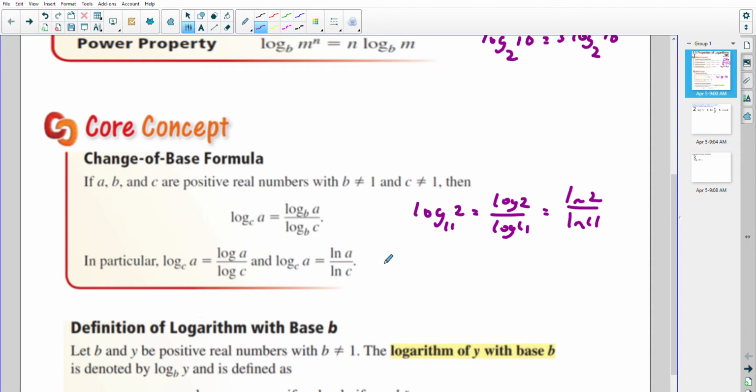There's also something called a change of base formula. Change of base formula says that when you have a base that's different than e or 10, you can split up the log into a quotient. And notice that the number a comes up here and the base comes down here. B can be anything, not 1. Typically, you want to have it as 10 or e.